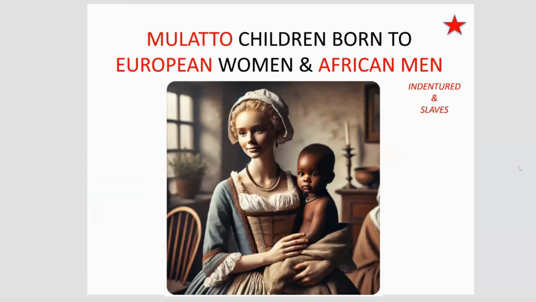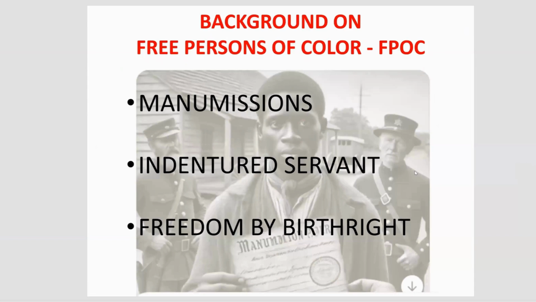So this is a conversation real quickly about the mulatto children born to European women and African men. So these are going to be those indentured servants who were European women who purposely chose to have children with the indentured servants or slaves because that became their choice. And so understanding what's the devil in the details of the documents, DNA is not going to pull this out.